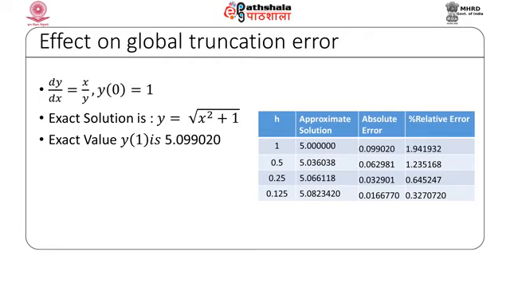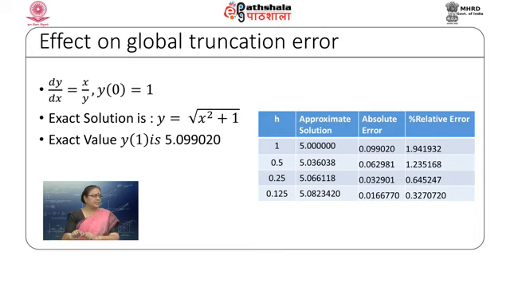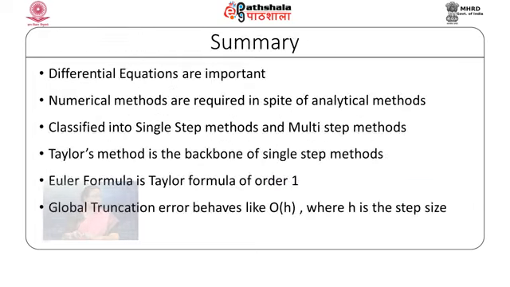So, if we again compare the truncation error with different step sizes 1, 0.5, 0.25 and 0.125, see the approximate solution, initially we got 5, then 5.036, then 5.066, then 5.08, with the absolute error as 0.099, 0.062, then 0.032, then 0.0166. So, percentage relative error decreased from 1.94 to 0.32%. So, the reduction is as expected: if you reduce the step size, the truncation error will decrease.